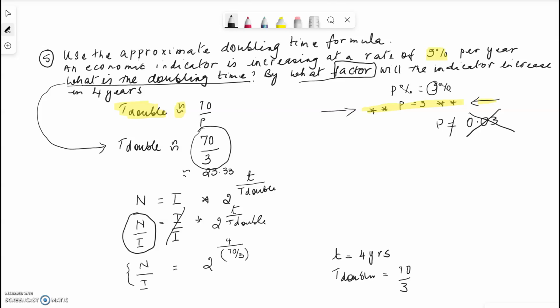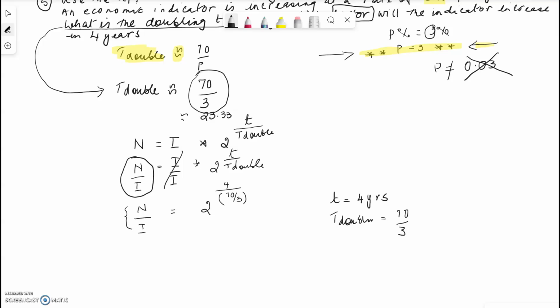Enter this into your calculator, and that is equal to 1.13. I've just rounded it to the hundredths place, so that's 1.13. This is the growth factor. And I think the question asks you to round it to the tenths place. If that is the case, just write it as 23.3.